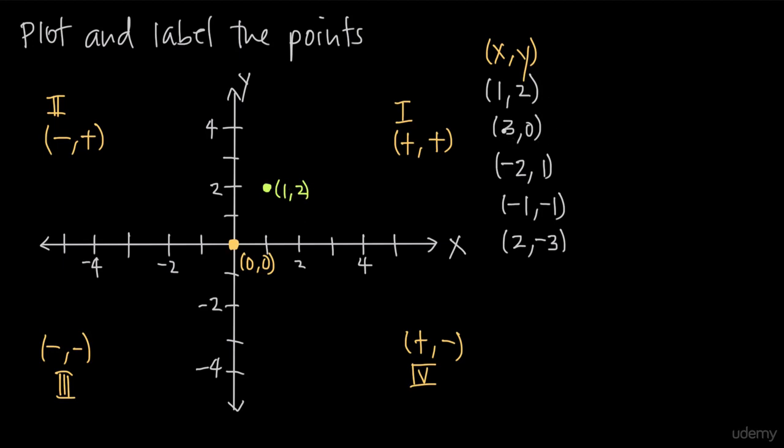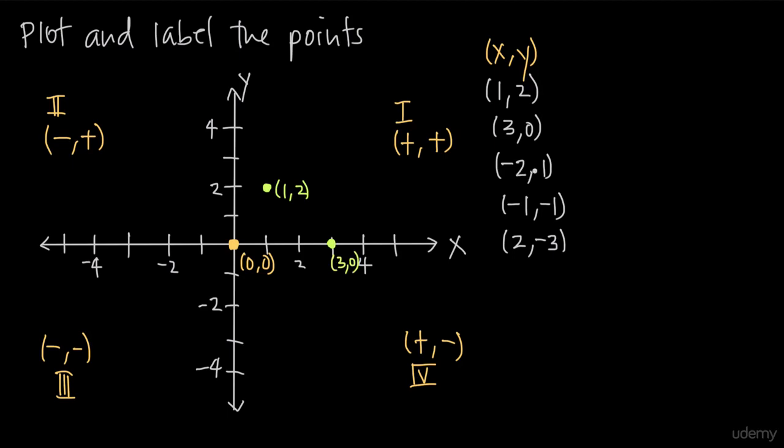What about 3, 0 here? Well, this is going to be x equals 3, y equals 0. So I come out a distance of 3 along the positive direction of the x-axis from the origin. So 1, 2, 3, I'm right here between 2 and 4. So here's 3. And then y is equal to 0. Well, that means that we're going to stay right along the x-axis. We don't go up in the positive direction of the y-axis or down in the negative direction any distance. We don't go anywhere. We just stay right there. So that's going to be the point 3, 0.